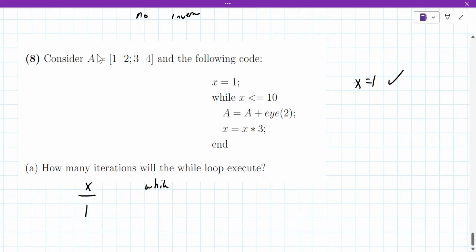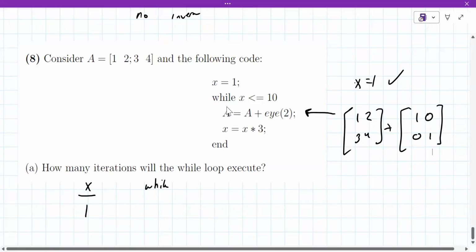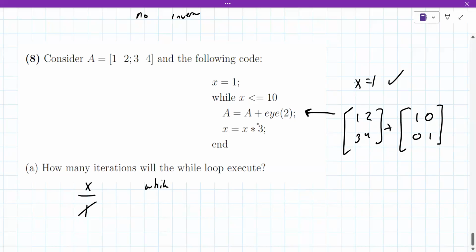You're going to take A and add it to what's called the I matrix or identity matrix of 2 by 2. What this line means is you're taking 1, 2, 3, 4, and you're adding it to 1, 0, 0, 1. And then it's becoming a new A. Then you take X and multiply it by 3. So X is no longer 1. It's 3. So your while loop has been done one time.